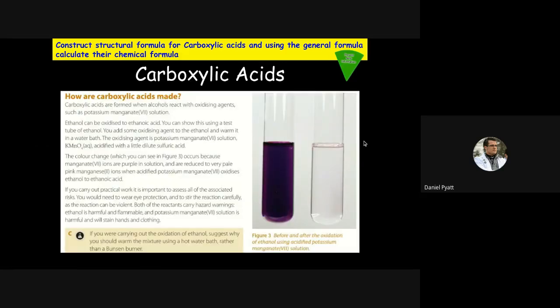Now, I'd just like you to pause the video for a second and have a quick read of this section. This is directly from the textbook, and I'll talk you through this in a minute, just after you've had a quick read of it.